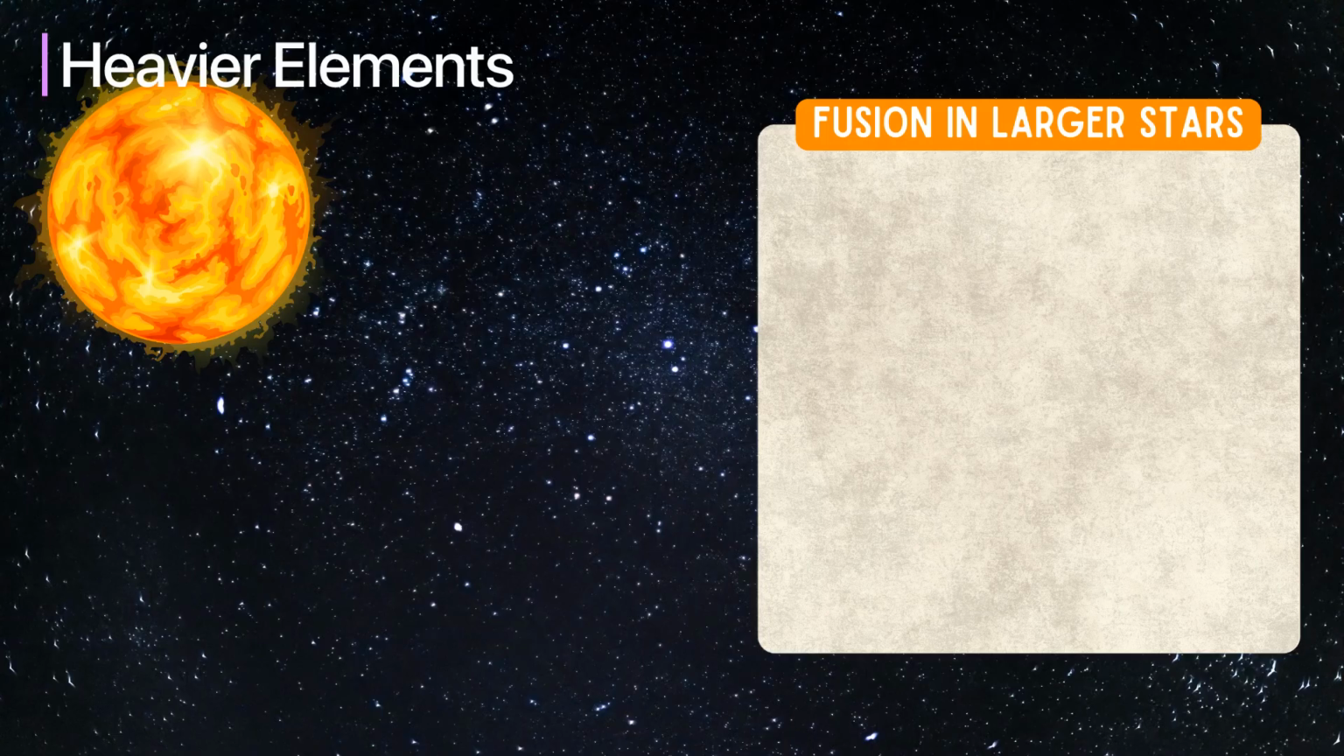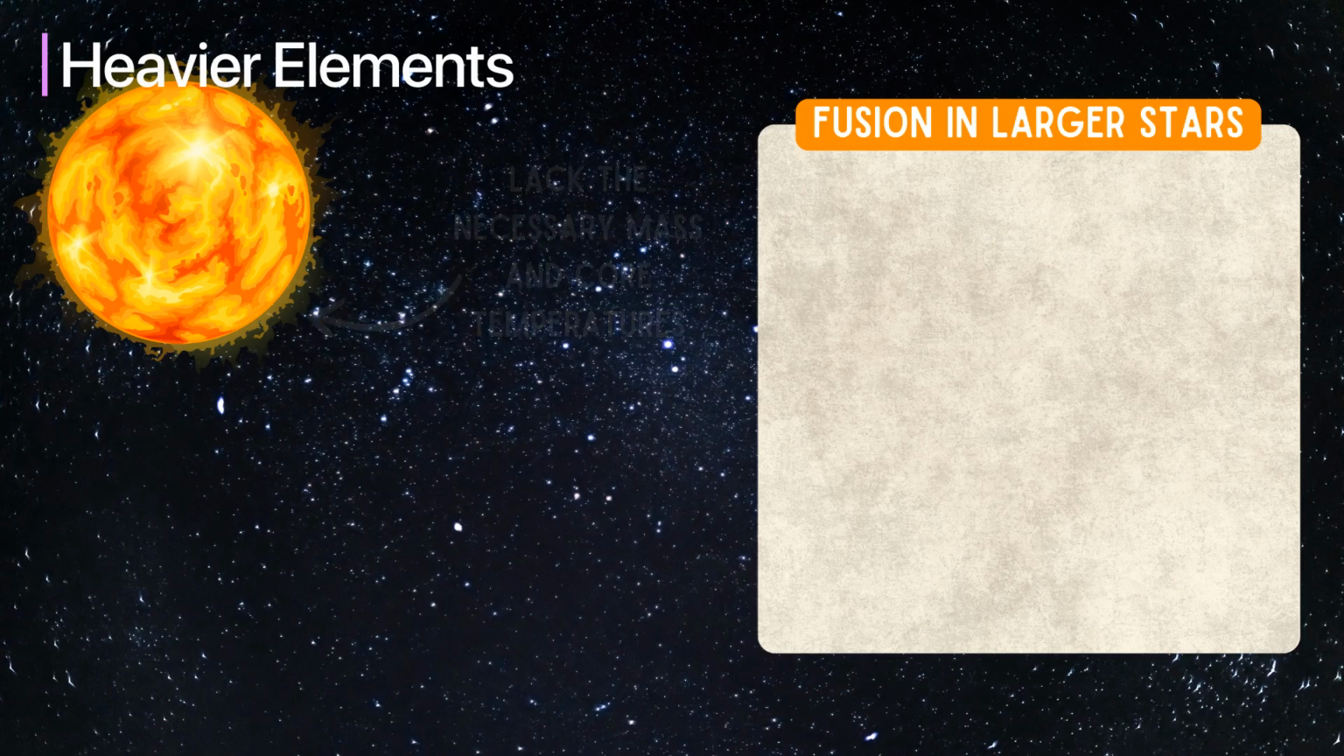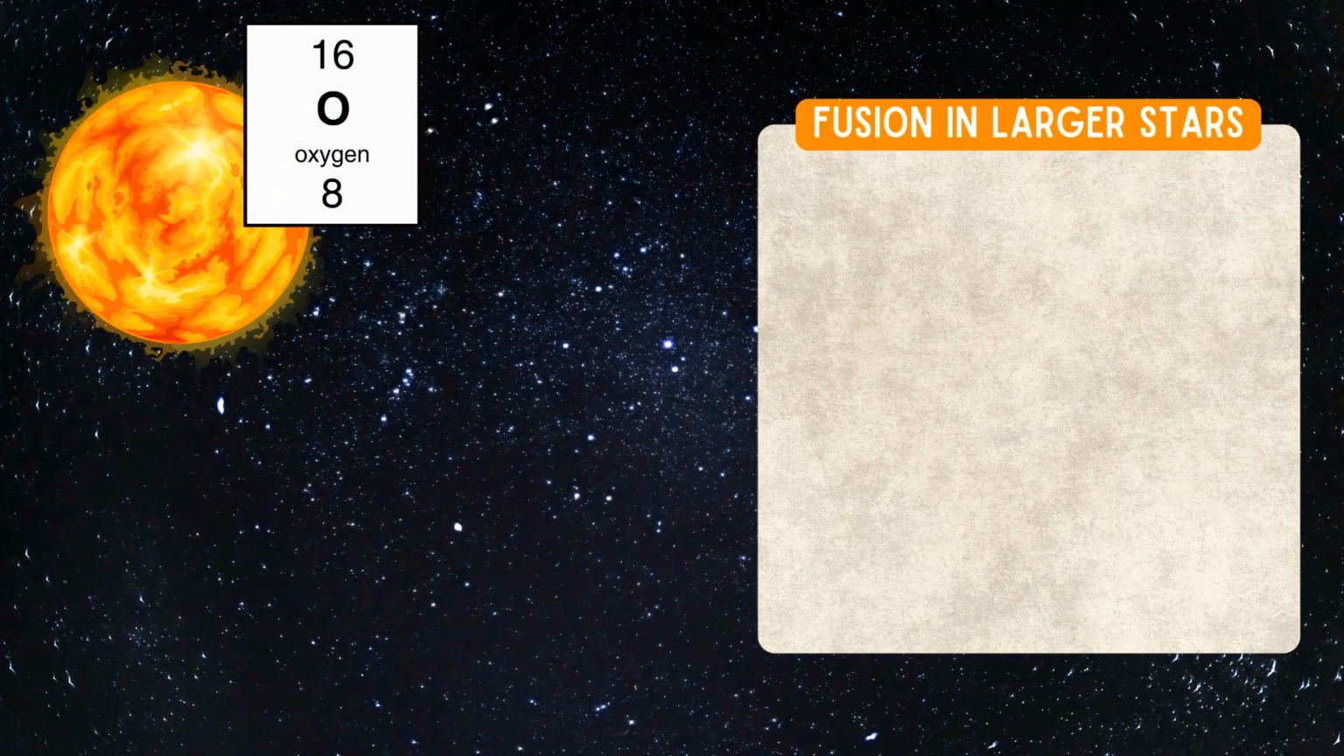Our Sun and other similar-sized stars lack the necessary mass and core temperatures to fuse elements heavier than carbon. Therefore, such stars can only produce elements up to oxygen in substantial quantities.